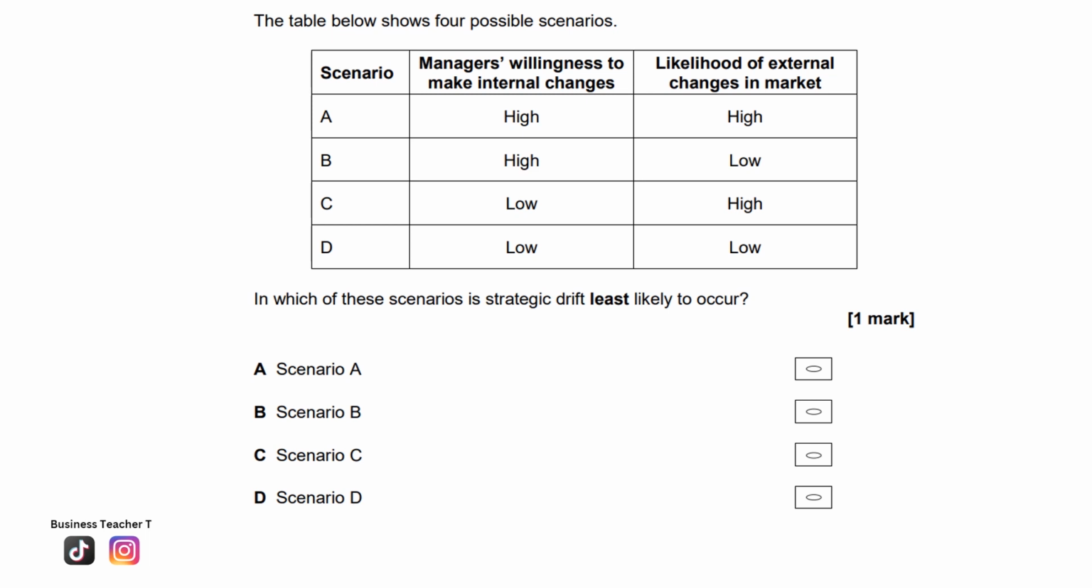In which of these scenarios is strategic drift least likely to occur? A. Scenario A, B. Scenario B, C. Scenario C, or D. Scenario D. The correct answer is B, scenario B.